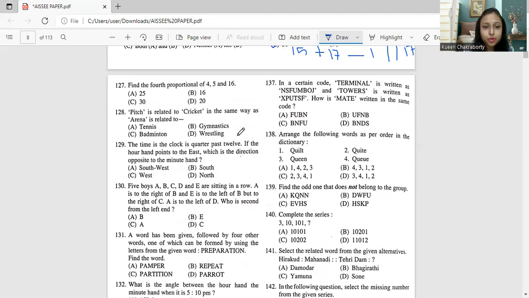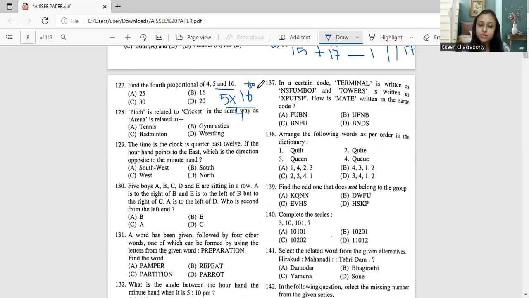Find the fourth proportional of 4, 5, and 16. How will we find the fourth proportional? We will do a simple calculation. 5 into 16 and the total divided by 4. Very simple. 5 into 16 divided by 4. 16 divided by 4 is 4, so 5 into 4 gives us 20. So the correct answer will be 20.